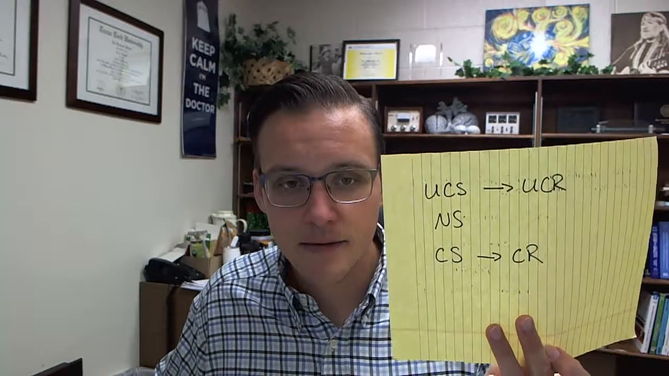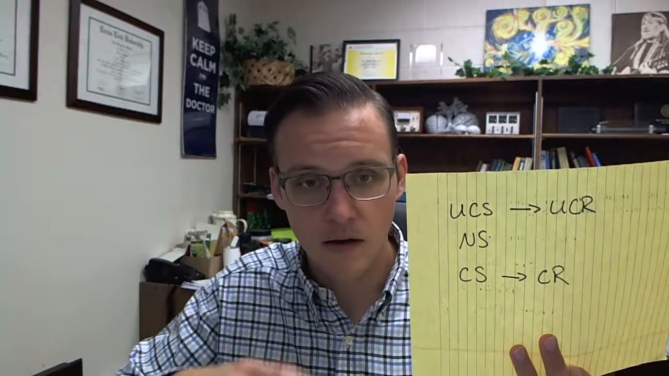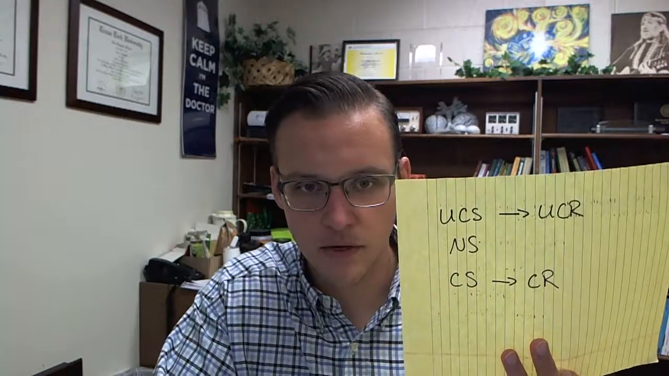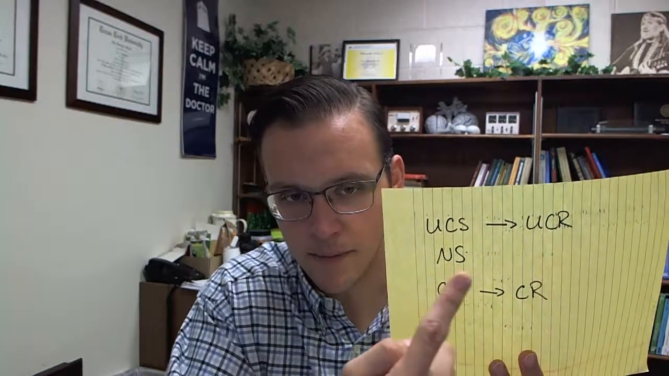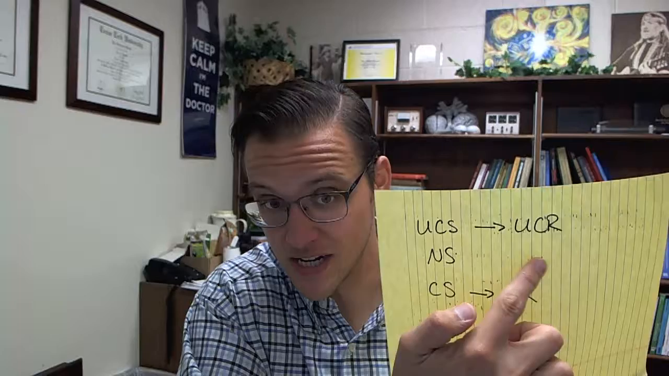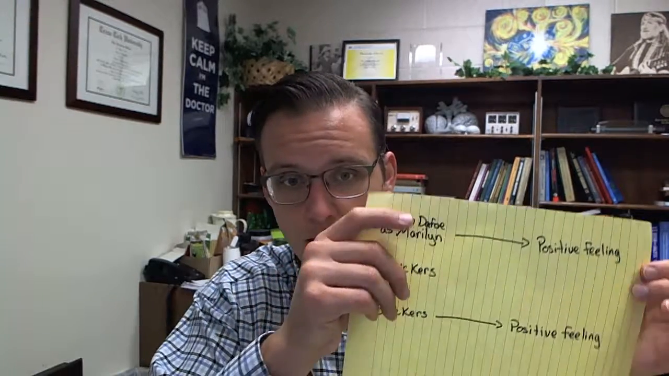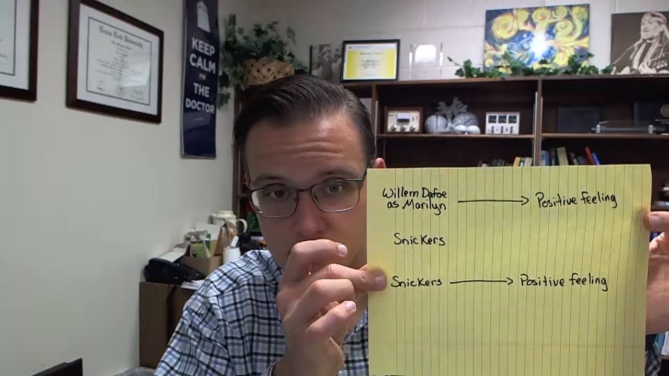So then, this general schematic of the UCS making the UCR happen. Neutral stimulus doesn't cause anything to happen. See, there's nothing over here. And then it becomes the conditioned stimulus and causes the conditioned response. So this is reflected in this.